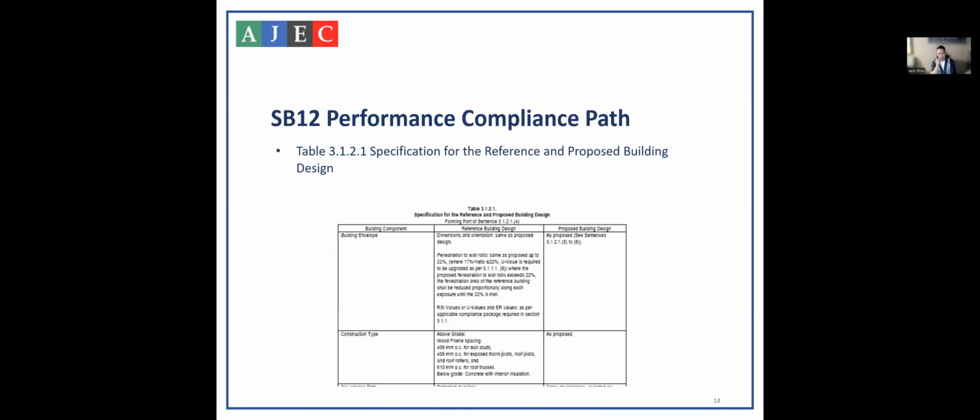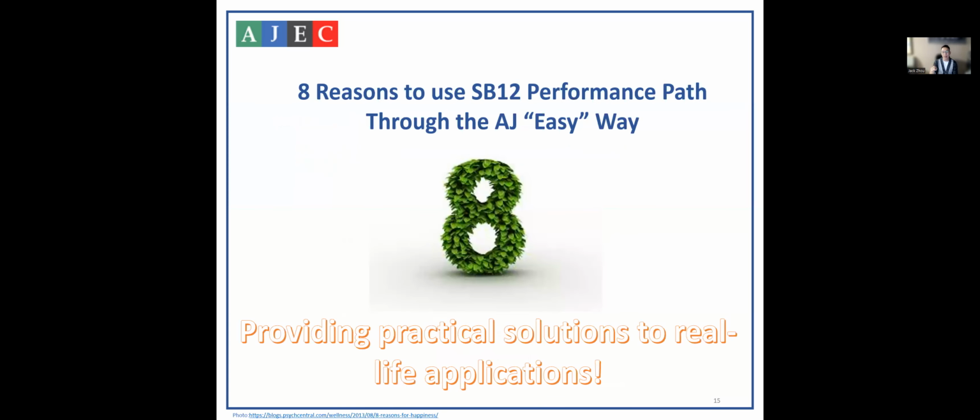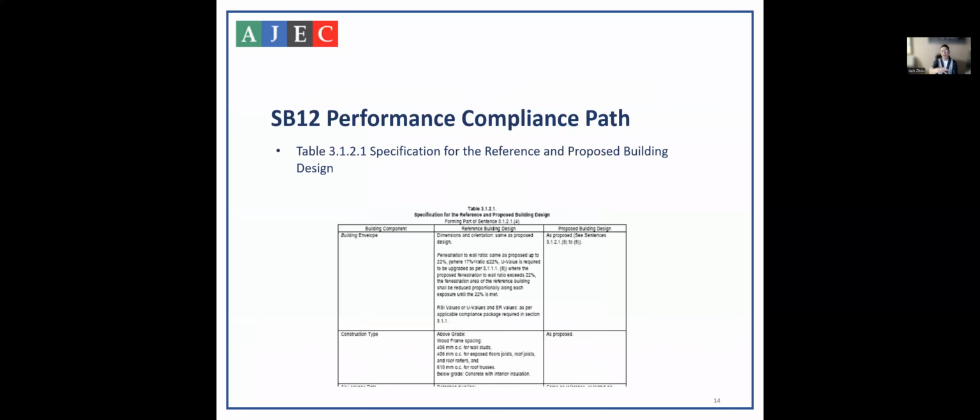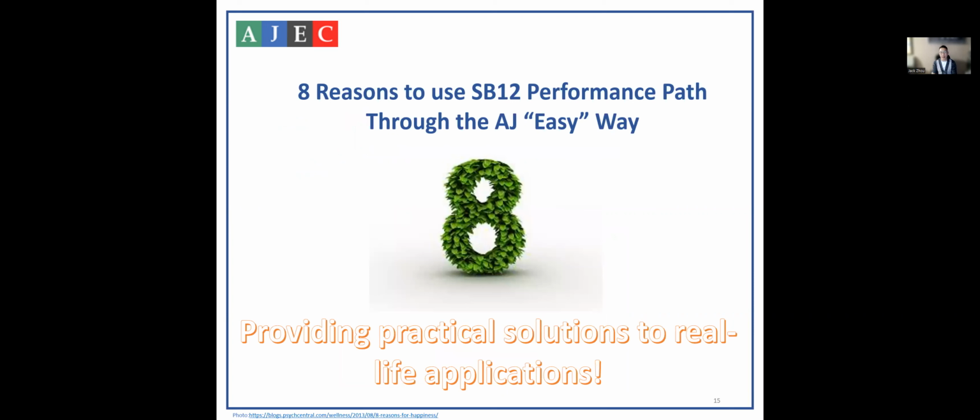Now, there is a table that you must follow if you're also doing energy performance, and that is table 3.1.2.1, specifications for the reference and proposed building design. So when you do energy modeling, you have to comply with this table. This table gives you instructions on how to comply with it. That is something we'll cover later on, but let me give you the 8 reasons why we do performance compliance, okay? So these are the 8 reasons to use SB12 compliance through the A and J easy way.